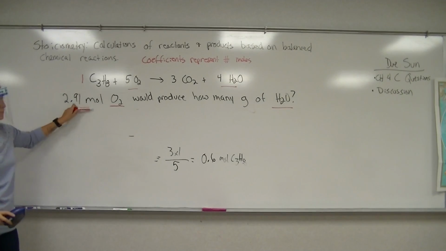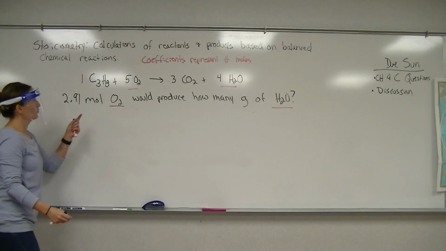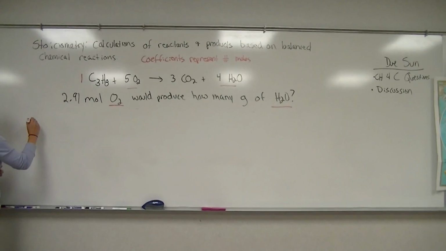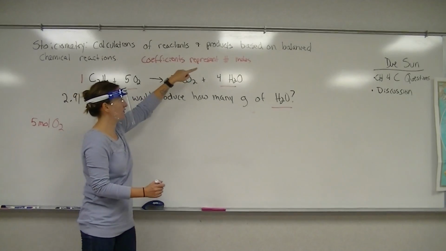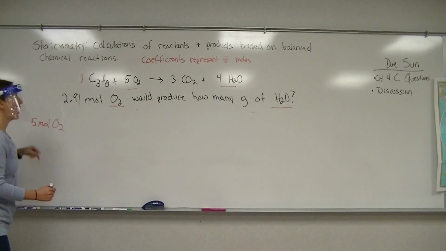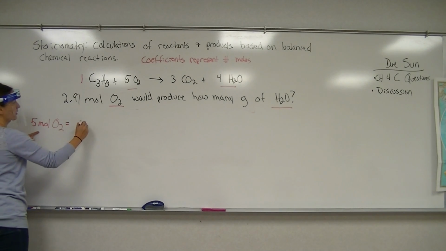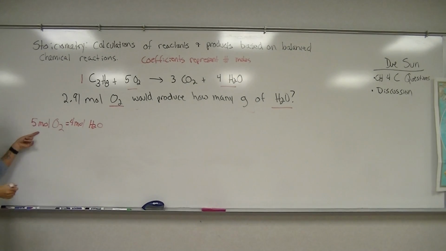So in order to go from moles of O2 to water, we need to look at the coefficients in front of it. That coefficient of 5 in front of oxygen is saying 5 moles of oxygen. So if I had 5 moles of oxygen, it would produce 3 moles of CO2 and 4 moles of H2O. I'm only comparing it to the water in this case, so I'm going to set it equal to water, and more specifically, 4 moles of water, because that 4 in front of the H2O represents the number of moles.